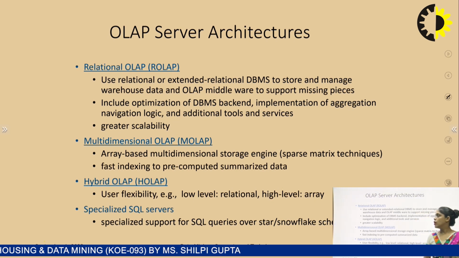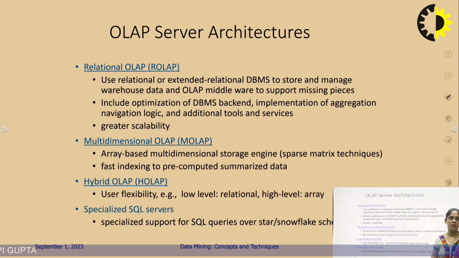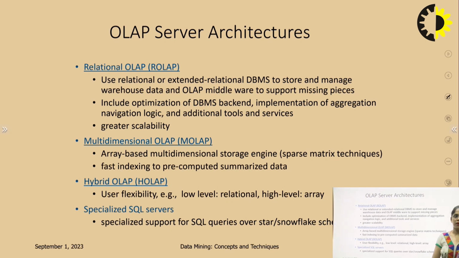First we will talk about relational OLAP, which uses relational or extended relational DBMS to store and manage the warehouse data, and OLAP middleware to support missing pieces. Second point is it includes the optimization of DBMS backend, implementation of aggregation, navigation logic, and additional tools and services, with greater scalability. In multidimensional OLAP, we have array-based multidimensional storage engines and fast indexing to pre-computed summarized data. Hybrid OLAP offers user flexibility, with low-level relational and high-level array.